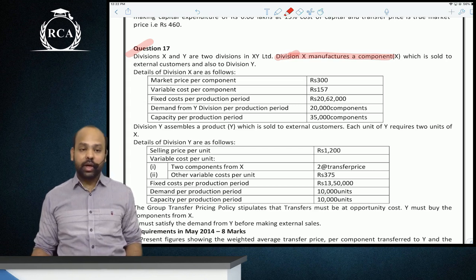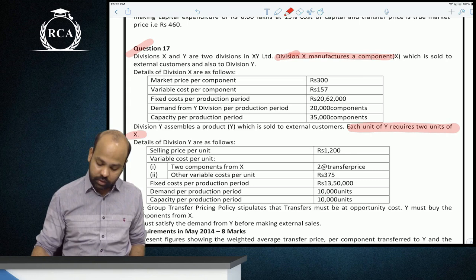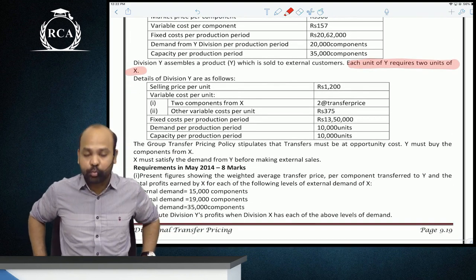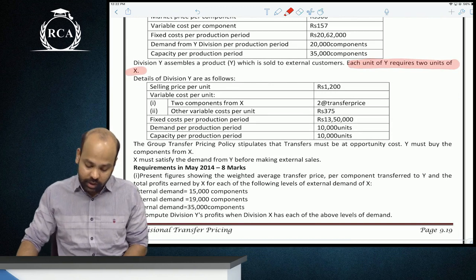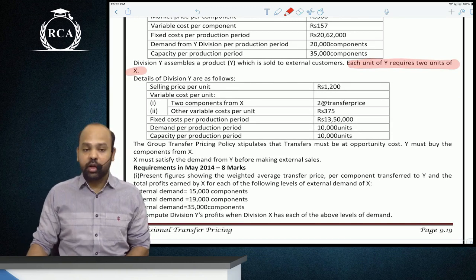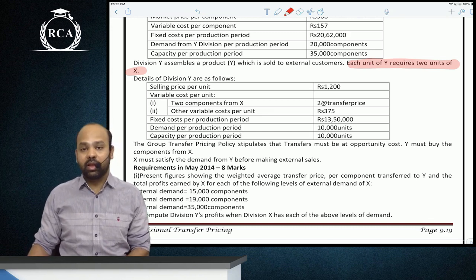Details of division Y, guys. Each unit of Y requires 2 units of X. Selling price per unit, beta, is 1,200 rupees. You need 2 components of X, beta, 2 units at transfer price. Other variable costs are 375. Fixed cost per production period is 13,50,000. Demand per production period, beta, is 10,000 units.